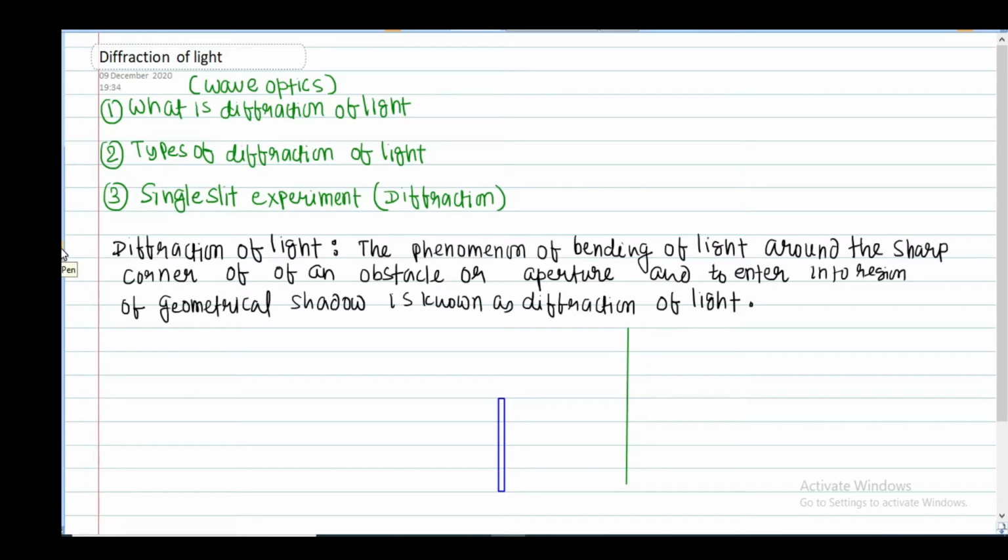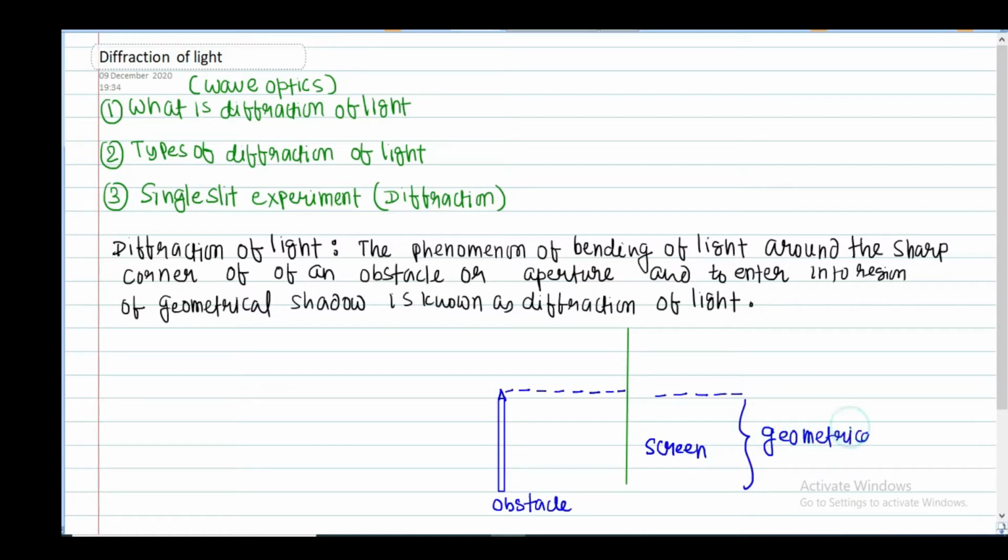Suppose I am choosing the sharp corner of the obstacle. This is one sharp edge of the obstacle, and we have this screen. This is your obstacle, an opaque object, and this is the screen. If this is the geometrical height of this obstacle, then this region is known as the region of geometrical shadow.